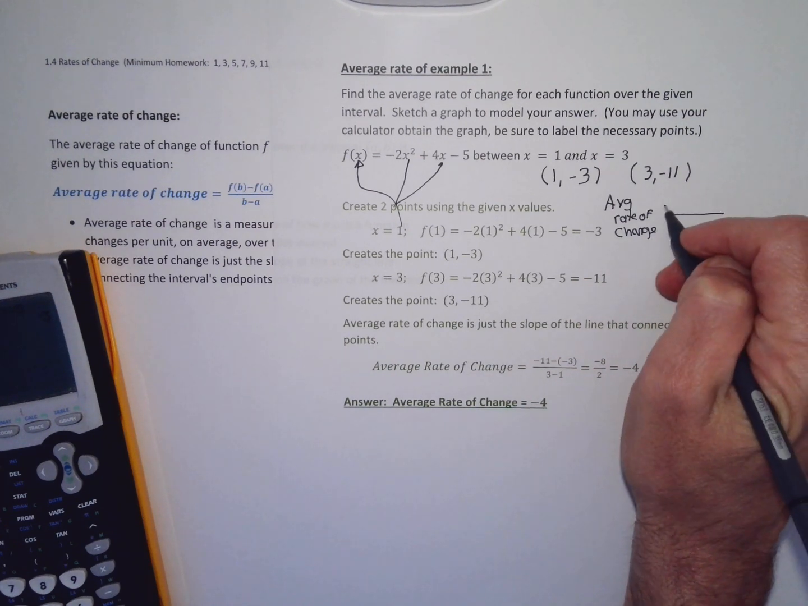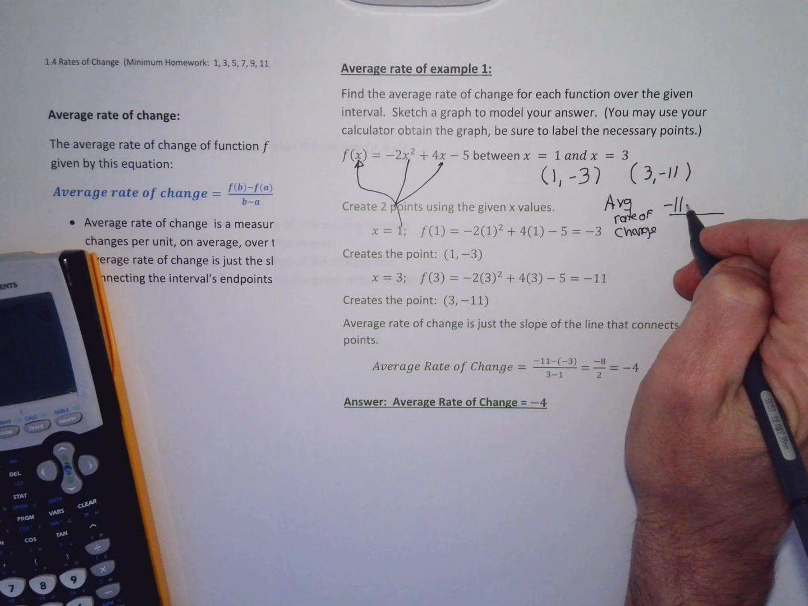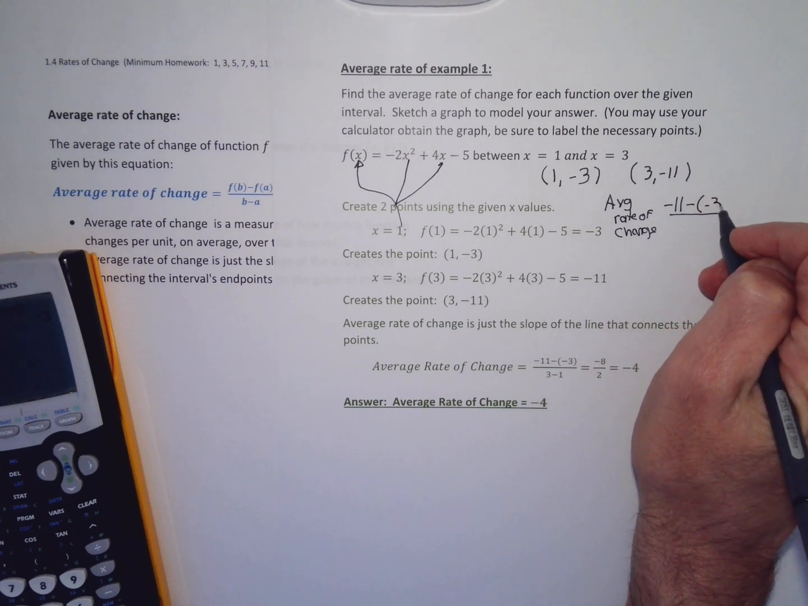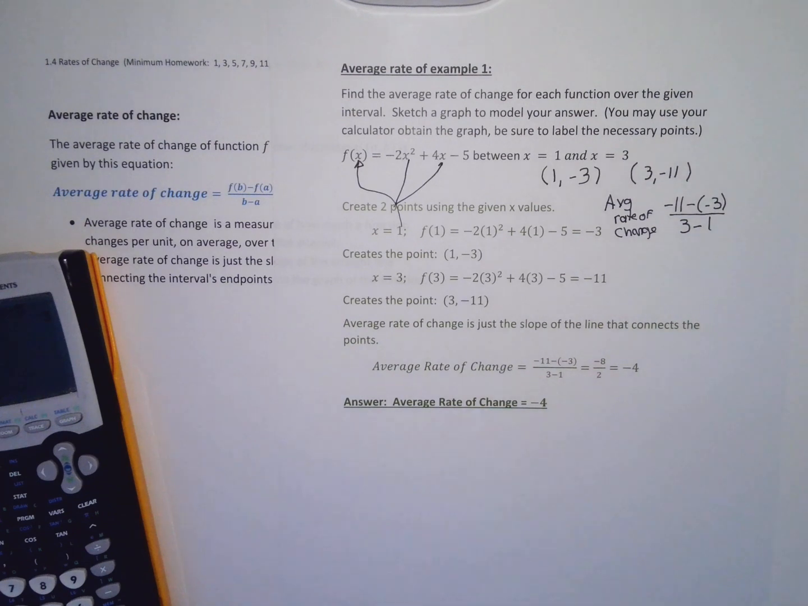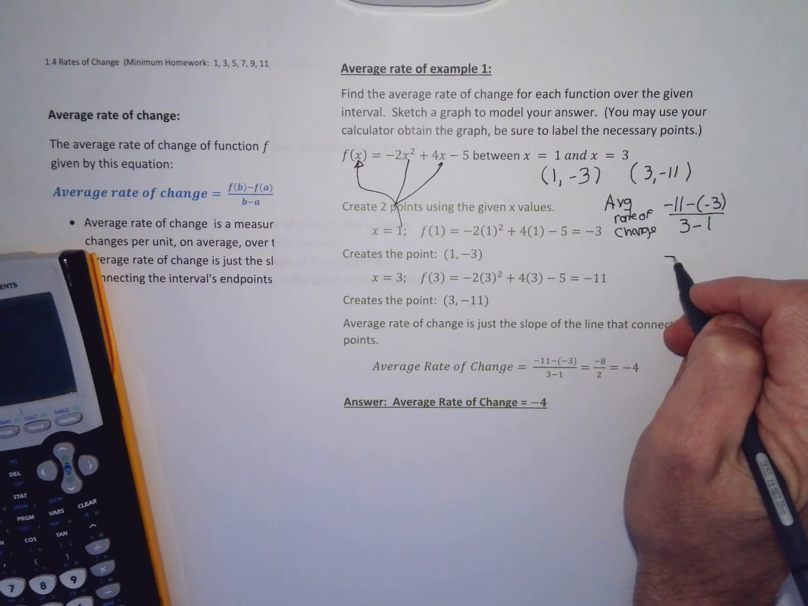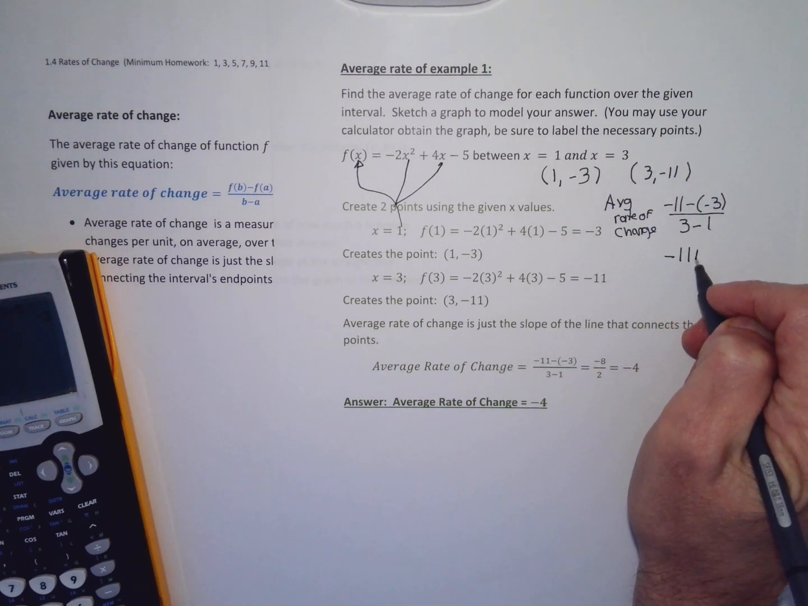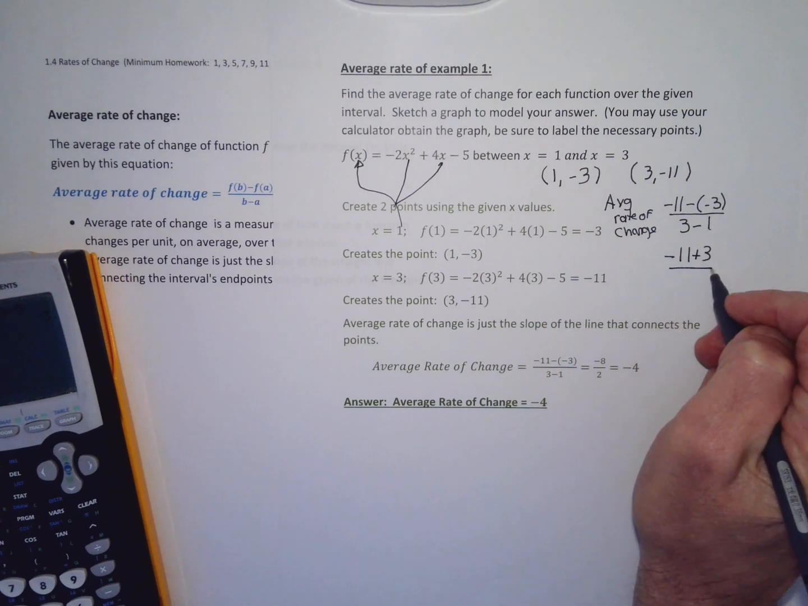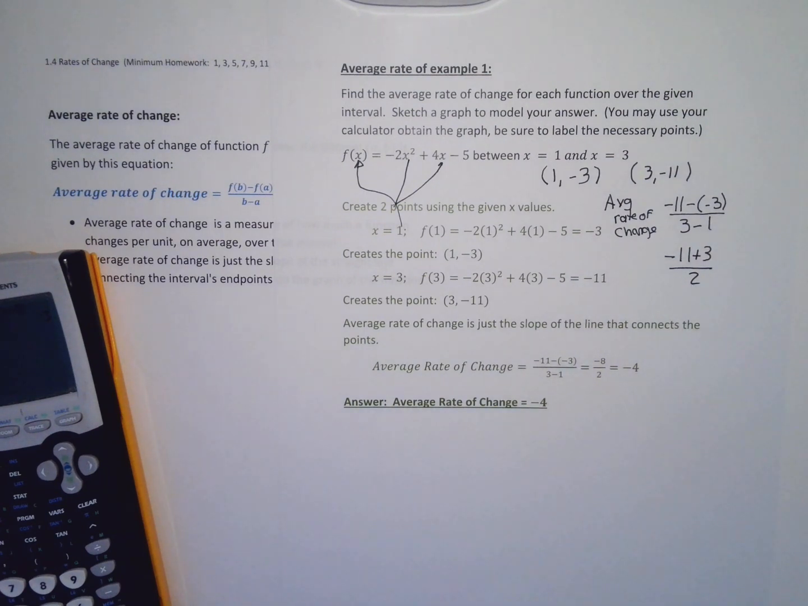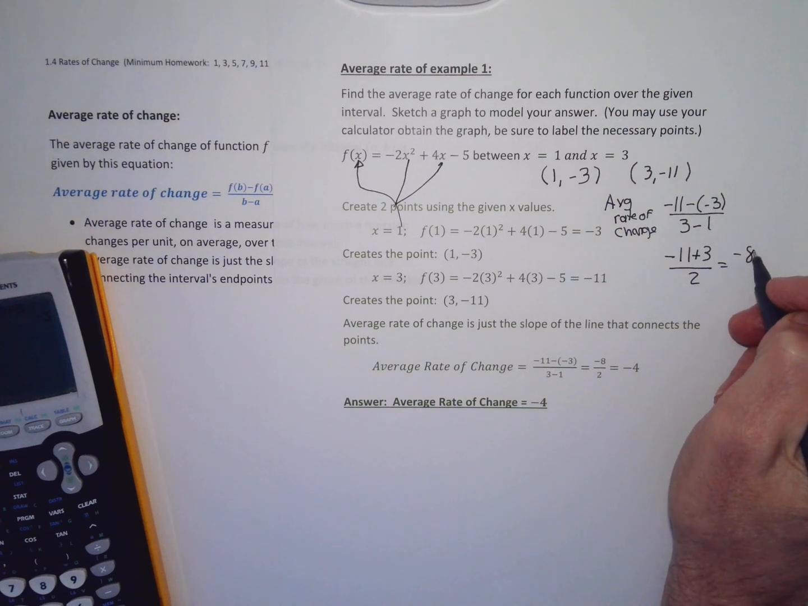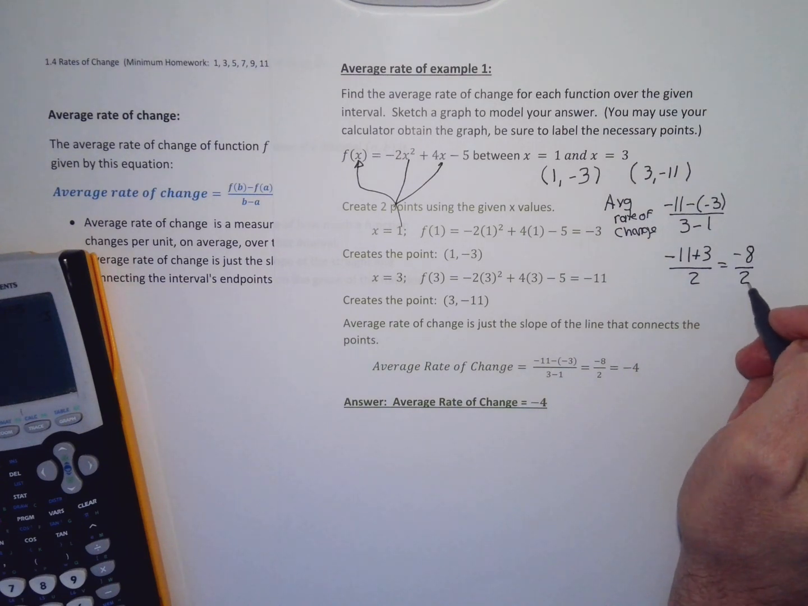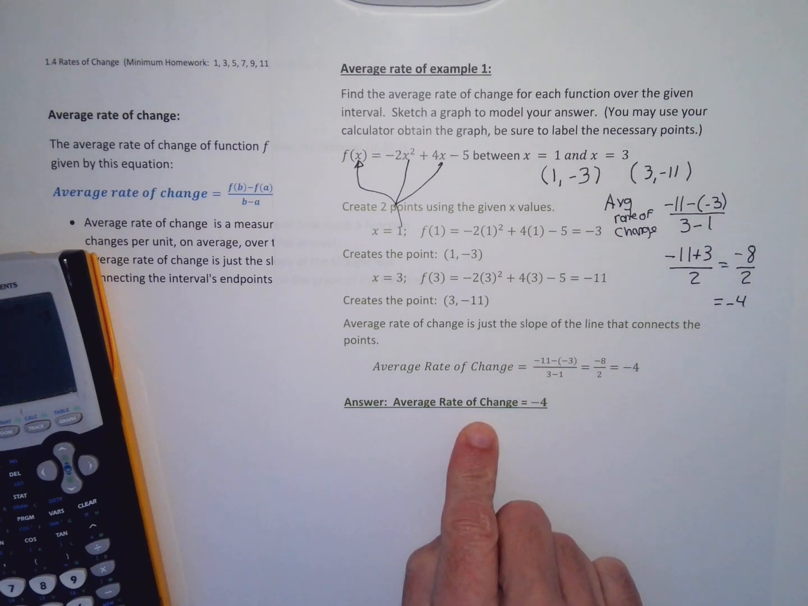The y's get subtracted in the numerator, which is -11 minus -3. The x's get subtracted in the denominator, which is 3 minus 1. In the numerator, the double negative with the 3 turns positive. In the denominator, 3 minus 1 is 2. Now in the numerator, the numbers have opposite signs, so I subtract and take the sign of the larger. And I get the average rate of change is -4. So it's simply not particularly hard to do.